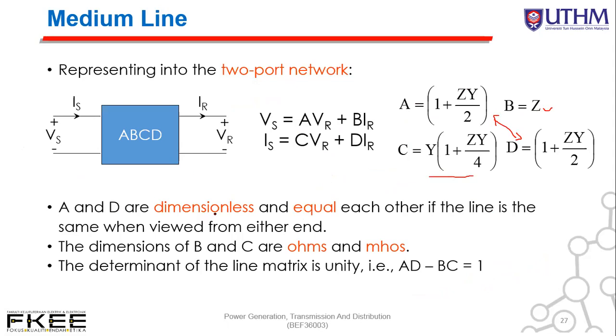A and D are dimensionless and equal each other if the line looks the same when viewed from either end, from the sending end or from the receiving end. The dimension of B is ohms, and C is mhos. The determinant of the line matrix is unity, that is AD minus BC equals 1.